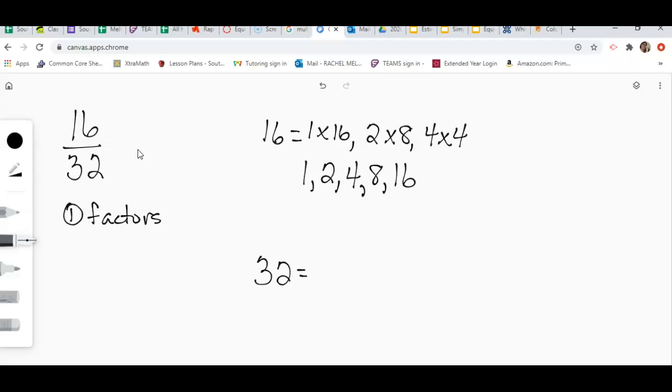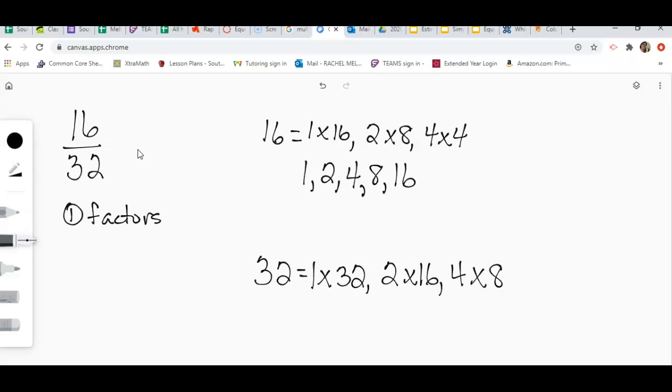This is where knowing your multiplication facts is going to really help you. And if you don't know your multiplication facts, then you need to have a multiplication chart in front of you. So I know that 1 times 32 is 32. This one is not on a multiplication chart, and 2 times 16 is also not on a multiplication chart. So that's something that you have to keep in mind. 3 doesn't work because I would either need 30 or 33, so that doesn't have a relationship. But 4 does. 4 times 8. 5 doesn't work. 6 doesn't work. 7 doesn't work, but 8 is there.